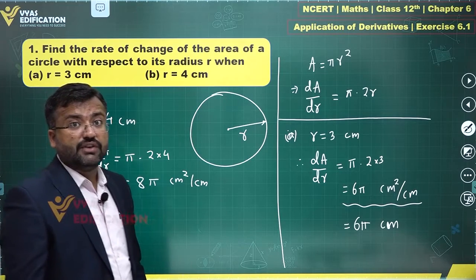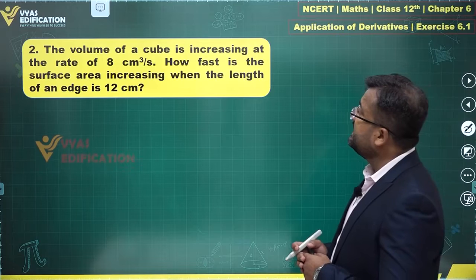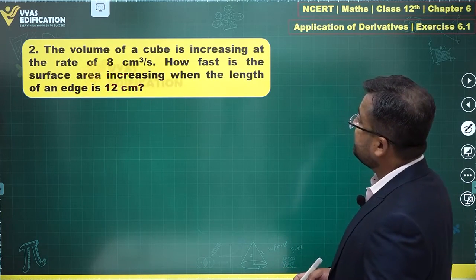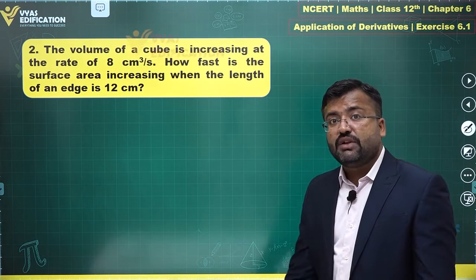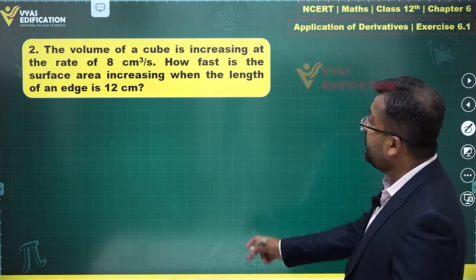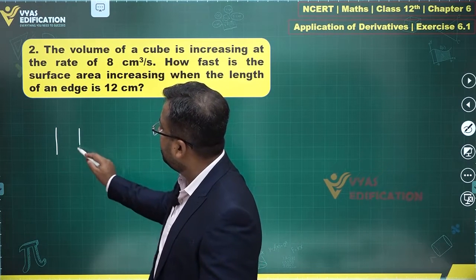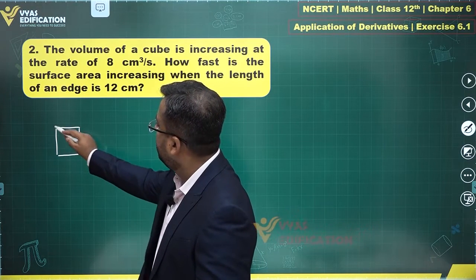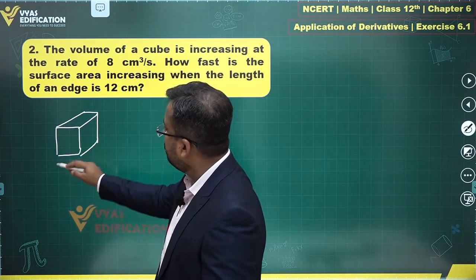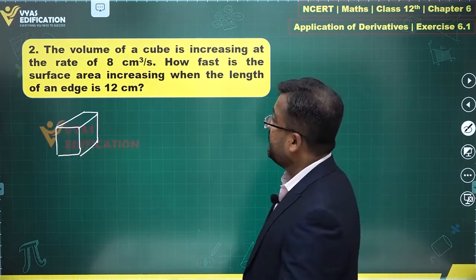Let's move on to the next one after this. The next one says the volume of a cube is increasing at the rate of 8 centimeter cube per second. How fast is the surface area increasing when the length of an edge is 12 centimeter? So the person is talking about two very different things related to a cube. A cube looks something like this, and the back edge would be behind, right? All the edges are exactly the same length.